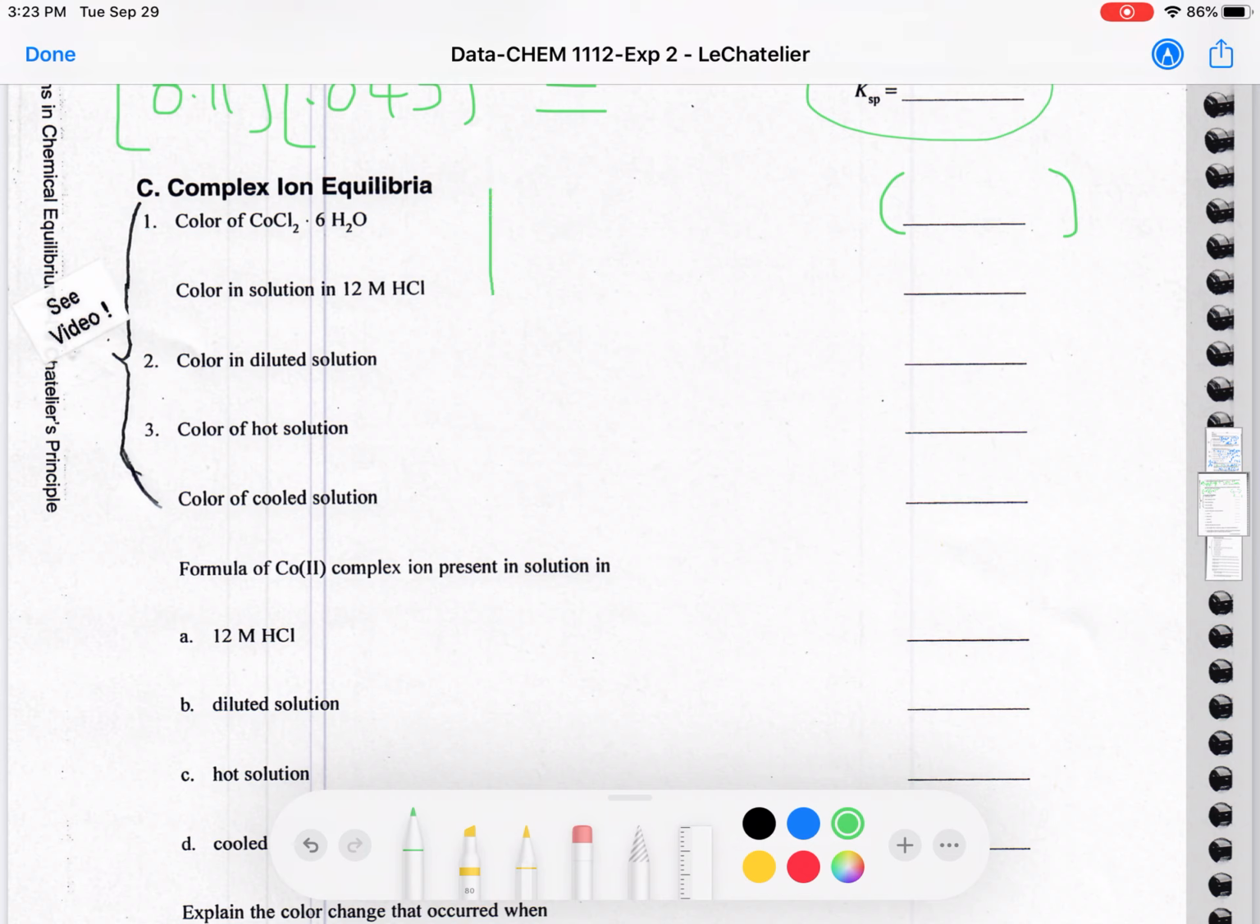So you put this in a test tube, maybe a pea size amount over here, and then you put hydrochloric acid into this one. Then what is the color of the solution in hydrochloric acid? Now this complex, cobalt chloride, exists in a chemical equilibria. So this is the equilibria, CoCl4, cobalt chloride.